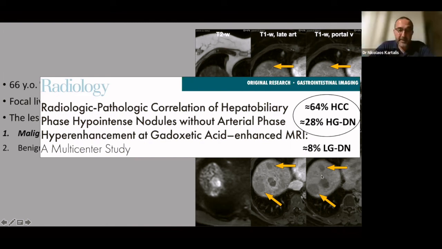Yes, the reason I show the case is that although we are not 100%, the likelihood is much higher than 70%. It's almost more than 90%. So we have at least to keep an eye on these nodules, the hypointense nodules in the hepatobiliary phase. We have to keep an eye and maybe go for an earlier control or maybe go for a biopsy, because this will turn sooner or later to hypervascular lesions.